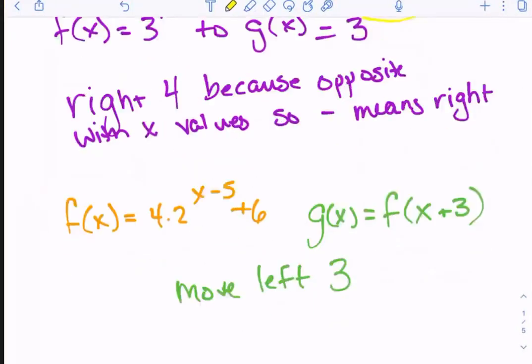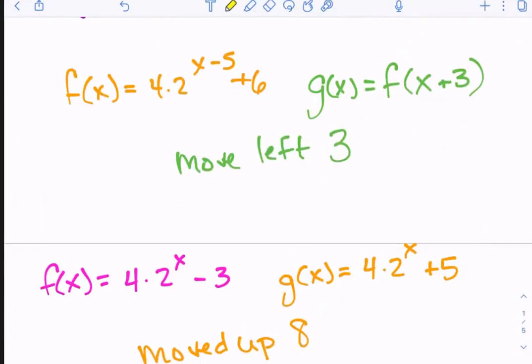Okay, same thing goes here. We've got f of x equals 4 times 2 to the power of x minus 5 plus 6, and then f of x plus 3. Again, we've got this x value that's being changed, so that's going to be either a left or a right. And anytime you're moving the x, especially when it's in parentheses, it's going to be the opposite. So it's actually moving left 3.